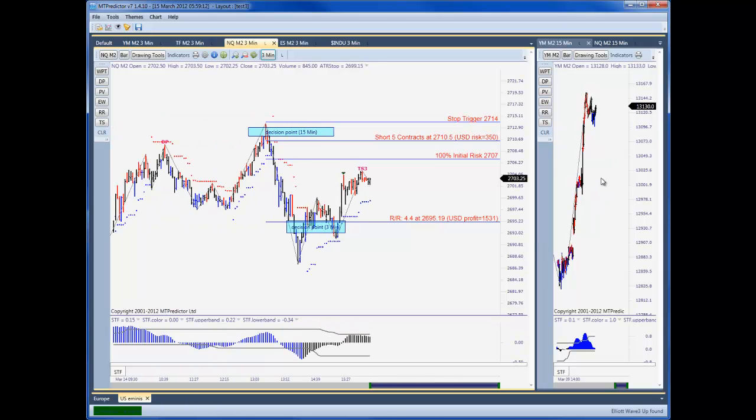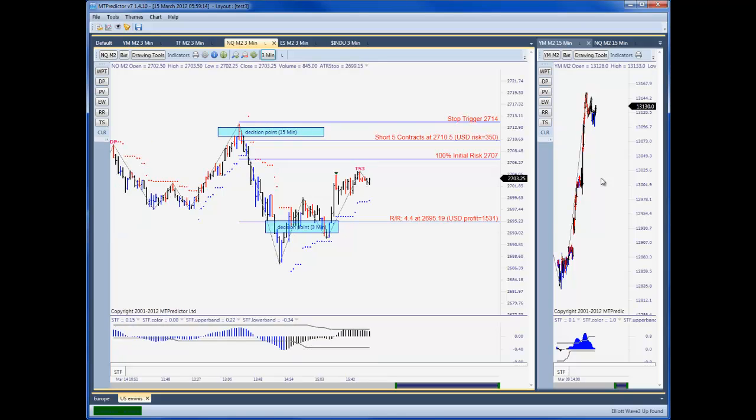So this is a good example yet again of how to use the 15-minute charts on other markets to help you manage a trade on one of the other US E-minis, because they tend to all work together, particularly if you're trading a market that's not the ES, because the ES tends to be the boss.